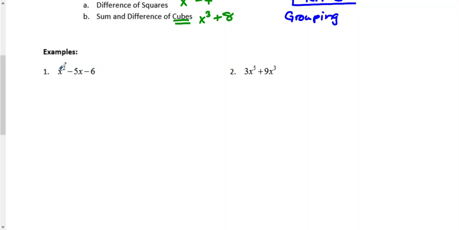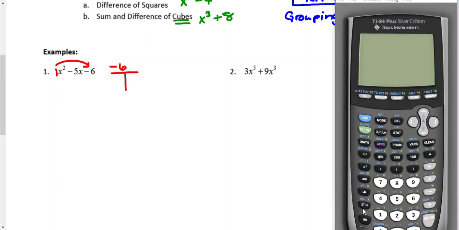So you take the number that's in front of x squared, which in this case is a 1, and you're going to multiply it to the last number, which is negative 6. So I need to find 2 numbers that multiply to negative 6, but add to my middle term of negative 5. And again, we can use our calculator. If we are unsure, we can go y equals, type in negative 6 divided by x, second graph, and this will give me all the factors, and I can move up into the negatives.